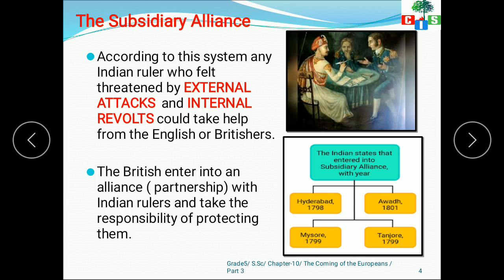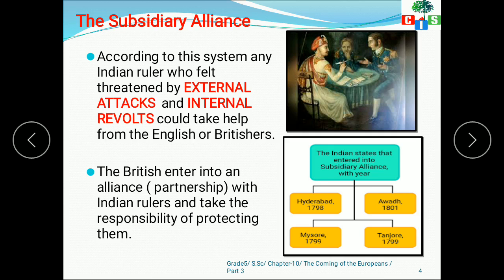According to this system, any Indian ruler who felt threatened by external attacks and internal revolts could take help from the English or Britishers. The British would enter into an alliance, or a partnership, with Indian rulers and take the responsibility of protecting them. So if the Indian ruler felt threatened by external attacks or by internal revolts, then they could take the help of the Britishers.